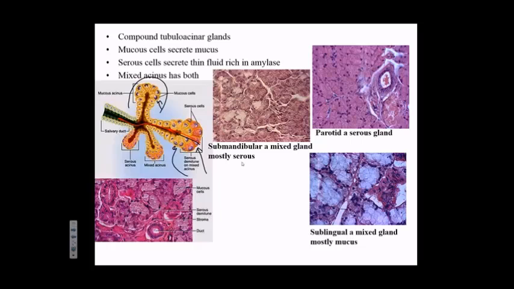So submandibular is a mixed gland, mostly serous. Sublingual gland is a mixed gland, mostly mucus.